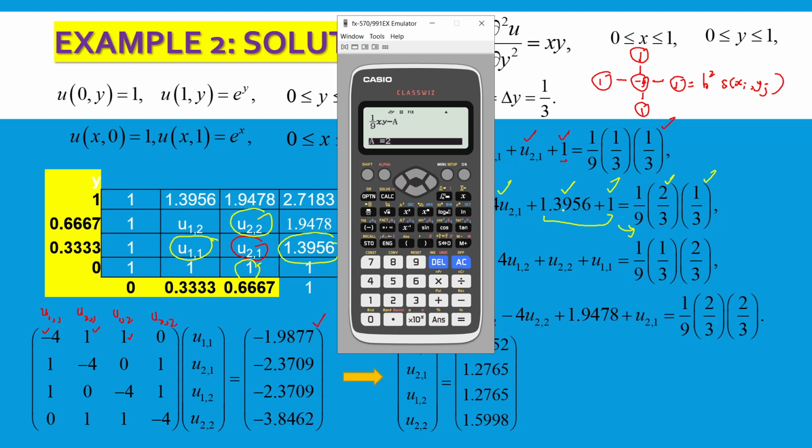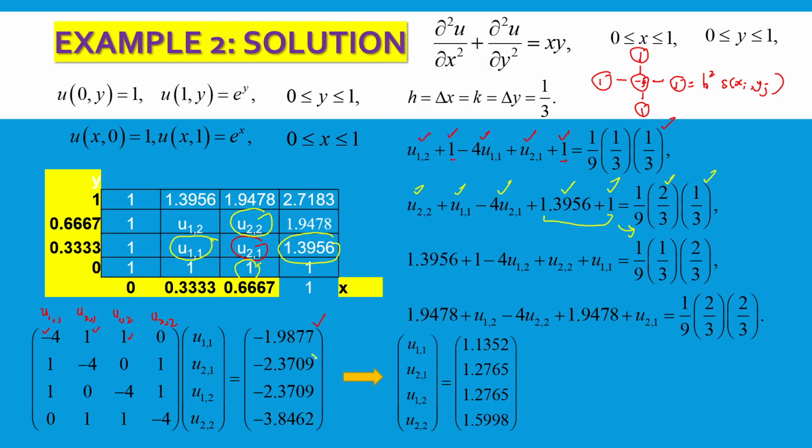You may press down. A is actually 1.3956 plus 1 because minus a, so it's actually 2.3956. So you get negative 2.3709. And then you put u22 one time, u11 here one time, -4 u21 here. So u12 is 0.